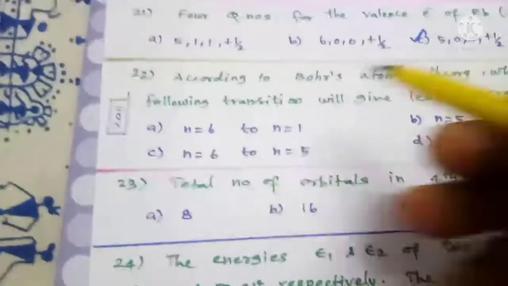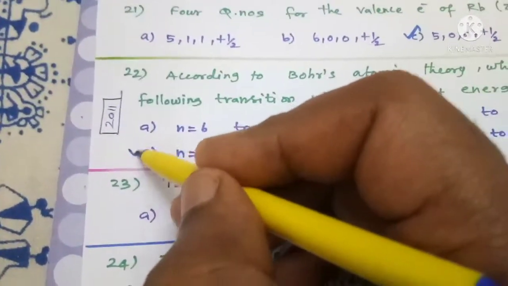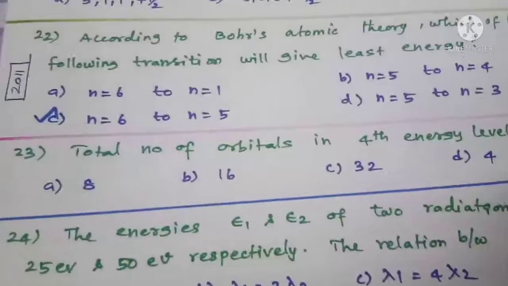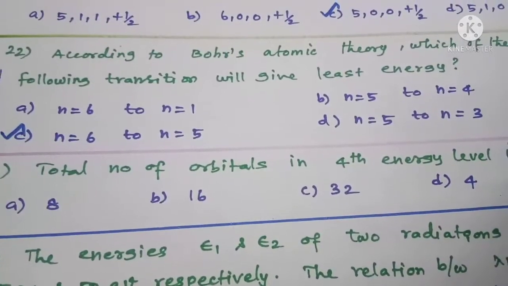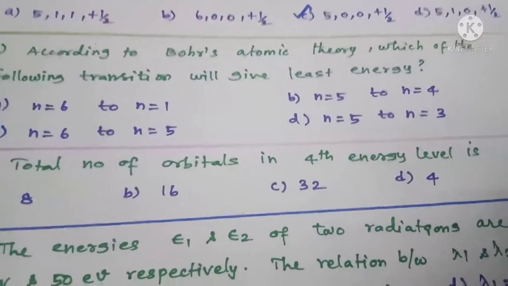Look at the options. n equal to 6 to n equal to 5: option C is the right answer. Now question number 23. The total number of orbitals in the 4th energy level is equal to what?